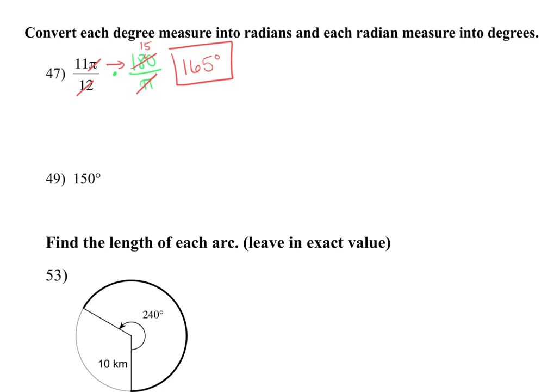If I needed to go the opposite direction, degrees to radians, I'm going to multiply by pi over 180 degrees. Here my degrees will cancel. I can reduce. I can reduce the 0 out, and then both of these are also divisible by 3. And so I can say, well, that's going to be 5 pi over 6.